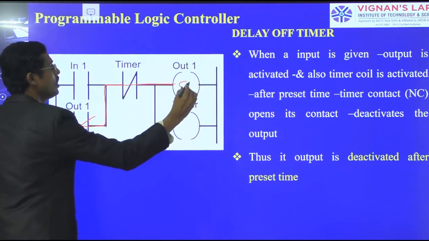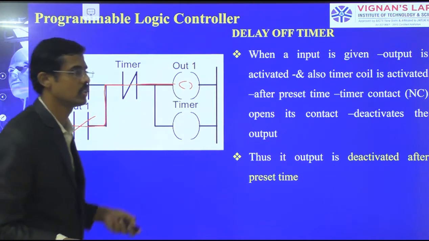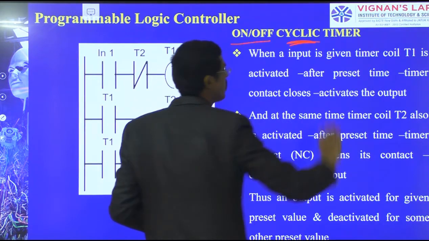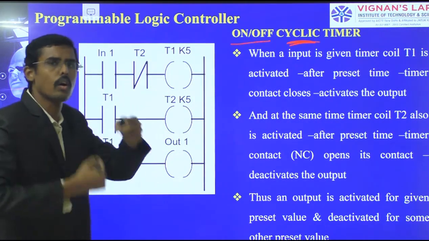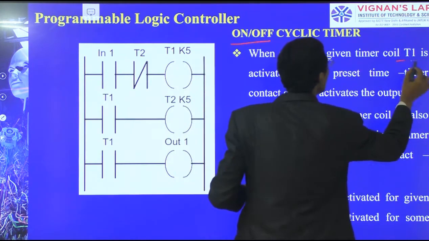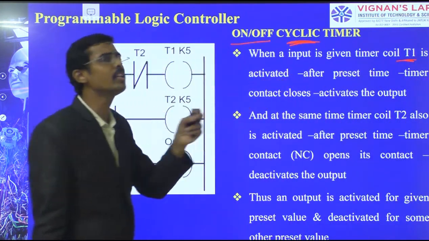So the circuit will operate. About this, there is an on-delay timer. On-off cyclic timer, how are we doing? It should do on-off repeatedly. When the input is given, timer coil T1 is activated after the preset time.